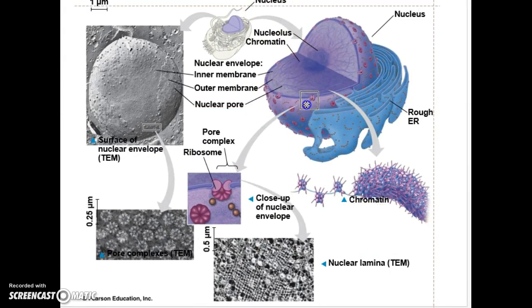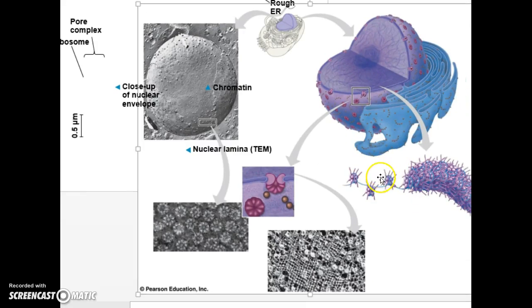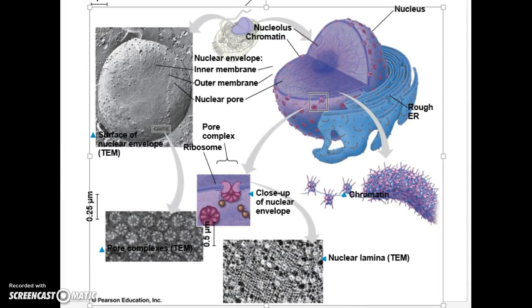Again, this shouldn't be moving. Every organelle like the nucleus is going to have a double membrane, and so we have that with the nucleus. This is a close-up showing the nuclear pore. This is actually another picture showing those pores. And then attached to our nucleus, we have our rough endoplasmic reticulum.